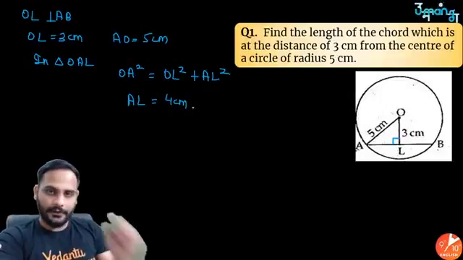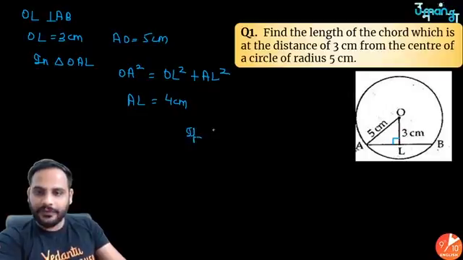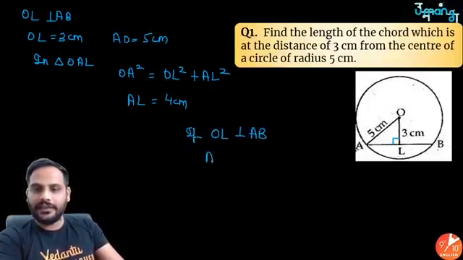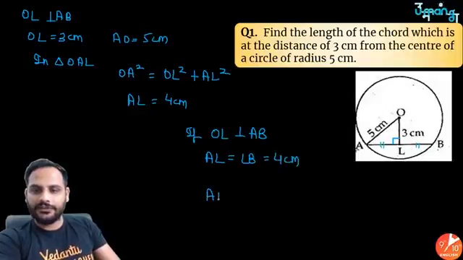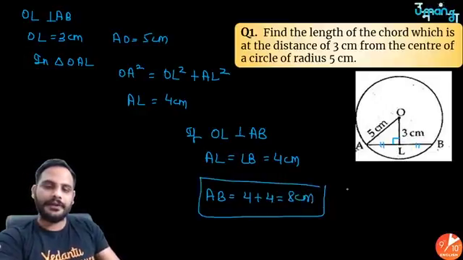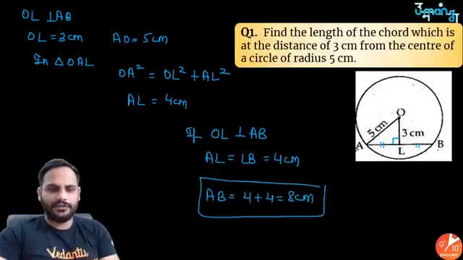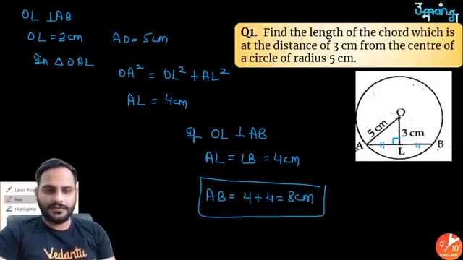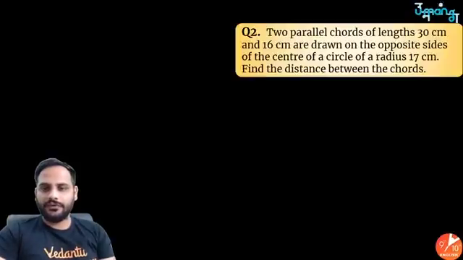Right? Now look, since OL is perpendicular to AB, we can say AL and LB both will be equal. L will be the midpoint. So both are 4 centimeter. So I can say the length of the chord AB will be equal to 4 plus 4, which is equal to 8 centimeter. Done? Easy question, right? Not much in this question. Let's go for the next question.